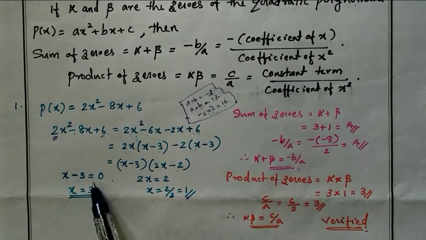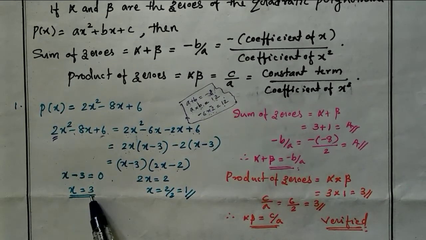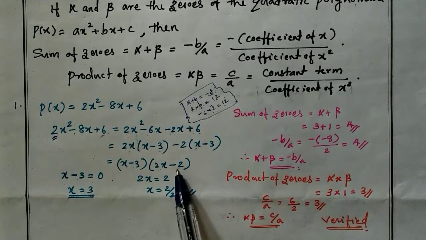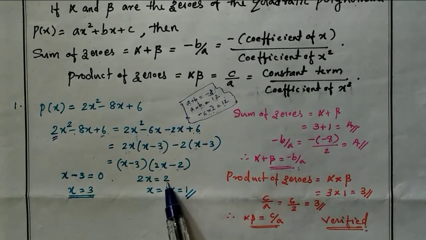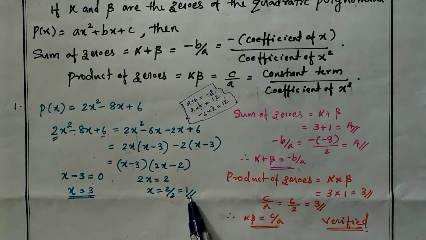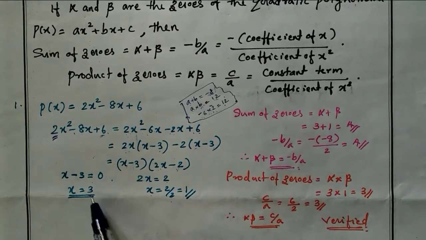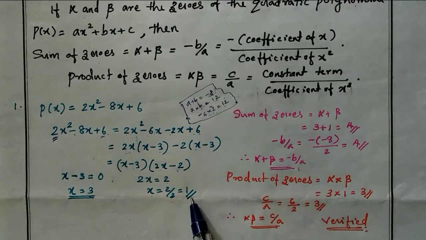So x minus 3 equal to 0, x equal to 3, that is one zero. 2x minus 2 equal to 0 means 2x equal to 2, x equal to 2 by 2 is equal to 1. So this is the second zero. So 3 and 1 are the zeros of the polynomial.